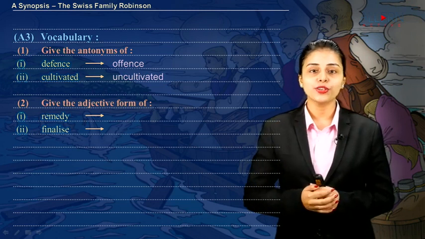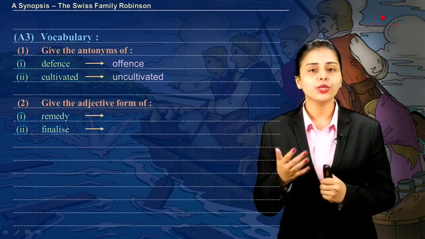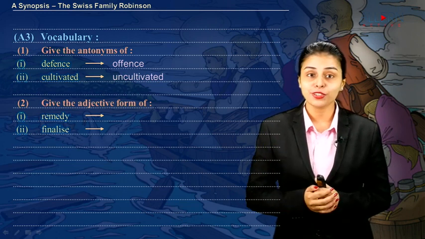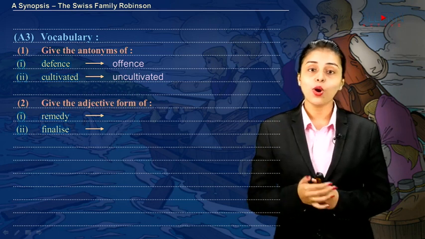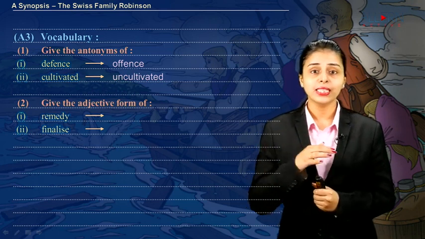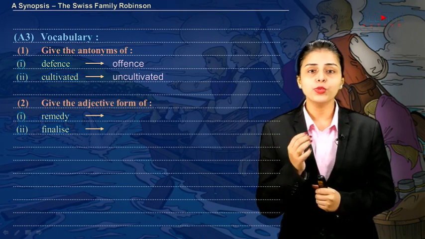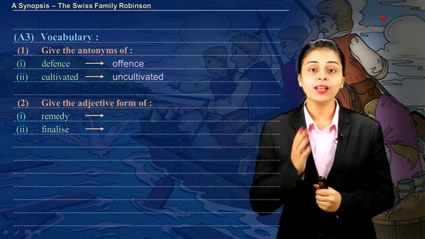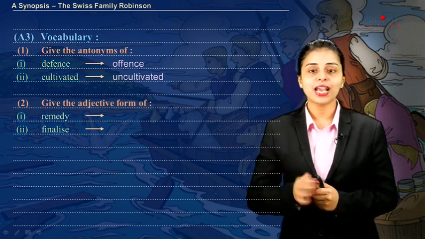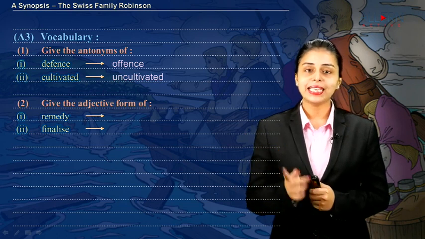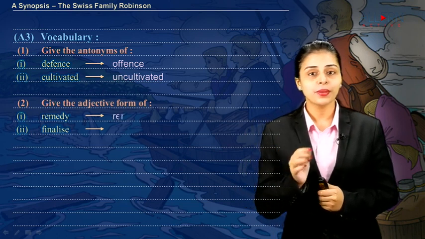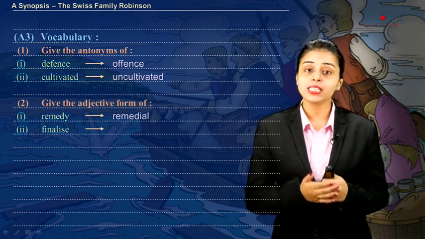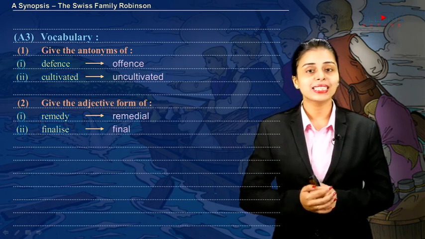Now in the next question, we have to give the adjective forms. Now what do you mean by adjective forms? Basically describing words. Now how do we get these adjective forms? By adding to be before it, or you can even add people are, things are. Like if I give you the word beauty, which is in the noun form, in the adjective form, we can say people are beautiful. Now similarly, we have the word remedy over here. In the adjective form, to be remedial. The next we have the word finalize. So things are final. So final is the adjective form.